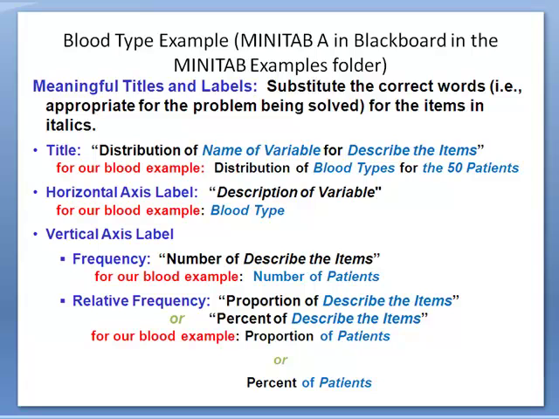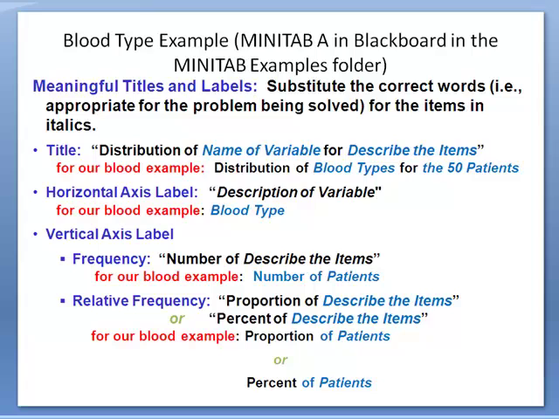So in that Minitab A in Blackboard, in your Minitab Examples folder, when you make this bar graph, remember, you need to have meaningful titles and labels. You substitute the correct words that's appropriate for the problem that's being solved for the items that are in italics here below. So you're always going to do for the title, you're going to say distribution of. What's the variable? In this particular example, it's blood type. For, and describe the items with 50 patients.